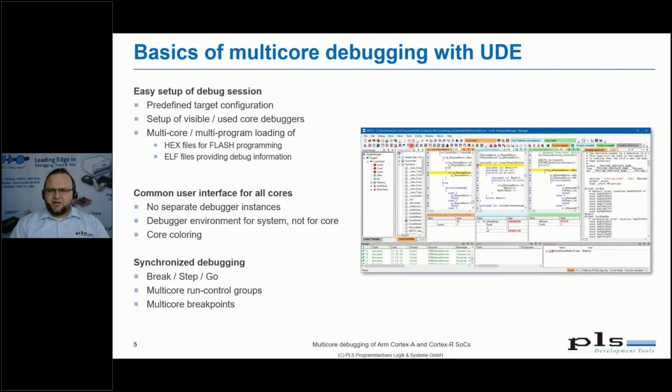The different views in the UDE window are distinguished with coloring. So we have a dedicated color for each core, so you can easily put them together, and you have an easy overview about which window belongs to which core. Within the user interface, we have several features for the runtime debugging of your application. We can synchronize break, step, and go. We can use multi-core run control groups where we can put the cores together, and we can use multi-core breakpoints and so on, that I'm going to show you in the demo.